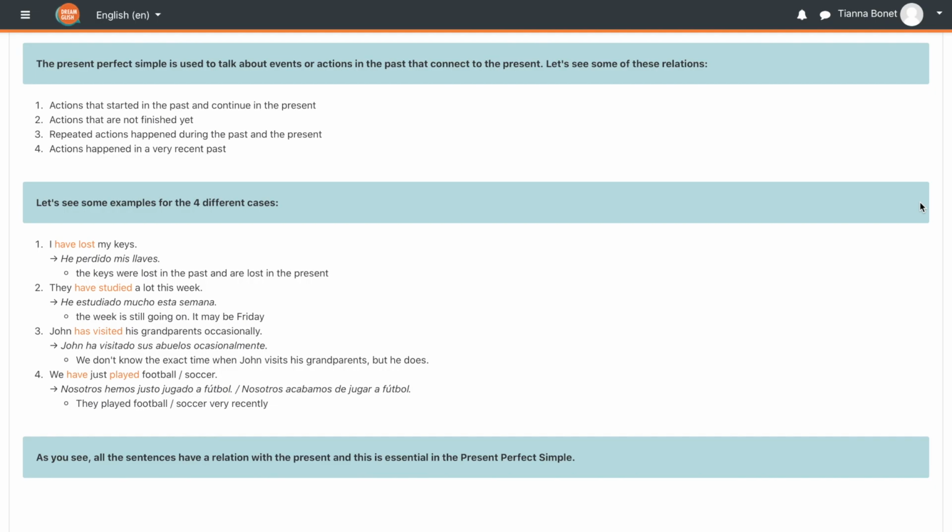In the first lesson, we are talking about the present perfect simple. The present perfect simple is used to talk about events or actions in the past that connect to the present. Let's see some of these relations.